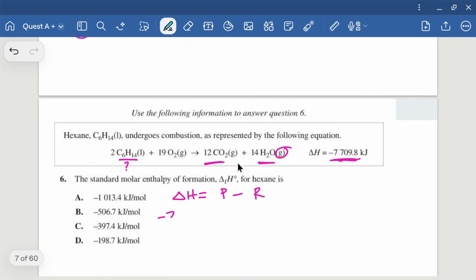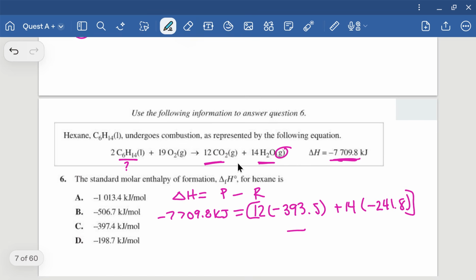So you'd have negative 7,709.8 kilojoules, and that will equal your products. So 2 times that unknown value. Oh, that's not my products. My products are on the other side. You'd have 12 times carbon dioxide, which is negative 393.5, plus 14 times your water as a gas, which is negative 241.8. So we'll get the sum of this, and then we're going to subtract our reactants.